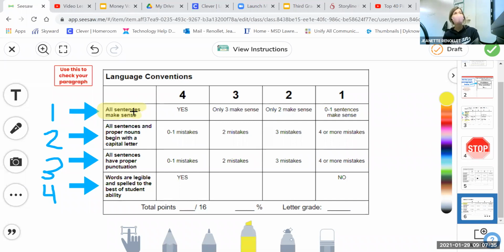So for row number 1, we're going to get with a partner. Friends on Zoom, I'm going to partner you up, and you're going to share your screen. You're going to share your writing. You're going to read what the other person wrote, and you're going to be honest with them and tell them, do all of your sentences make sense? Or is there a sentence that was really confusing and I don't even know what you're talking about? Okay, so we're going to get with a partner. You're going to read each other's work and be honest. Let's just focus on row number 1. All sentences making sense. Okay?